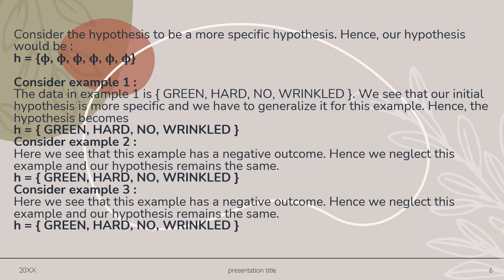Then let's see the third instance, that is brown, soft, no, that is fungus is no, appearance is wrinkled, but the outcome is no. Again it is a no, which means we are not going to consider it. We retain the previous hypothesis only. This example has a negative outcome, so we can neglect it and our hypothesis remains the same. That is H equals green, hard, no, and wrinkled.